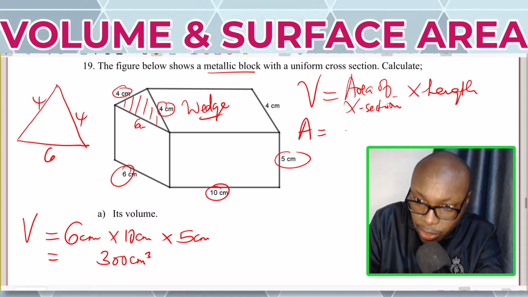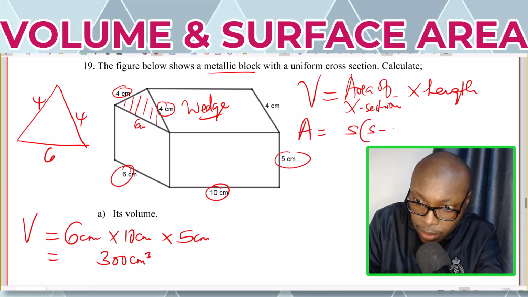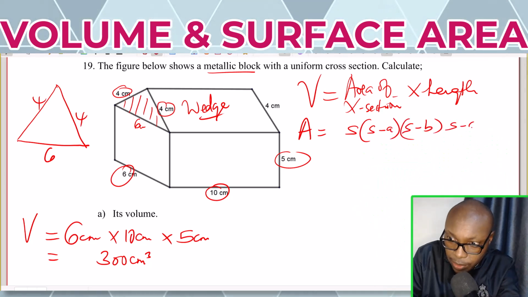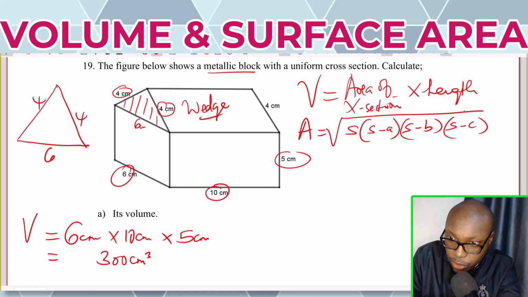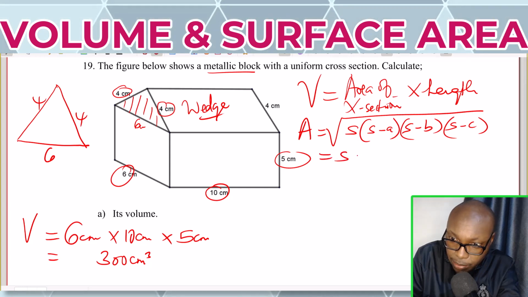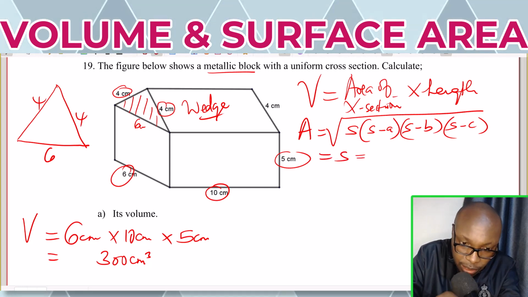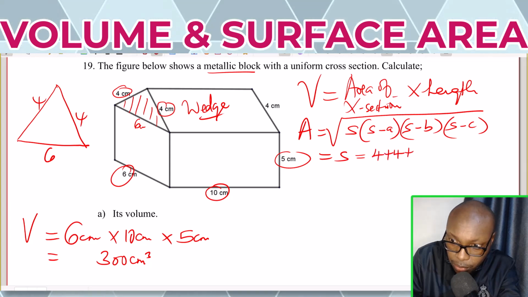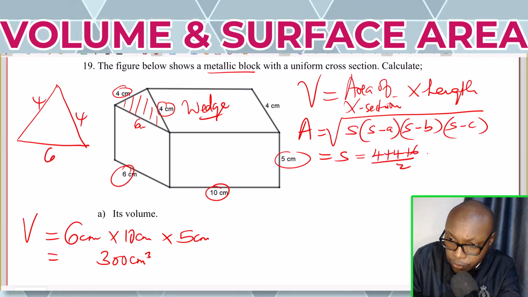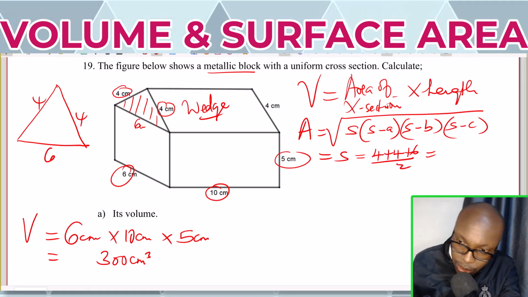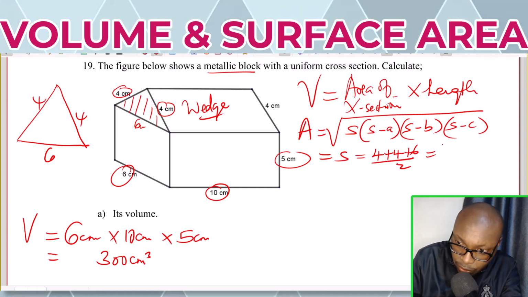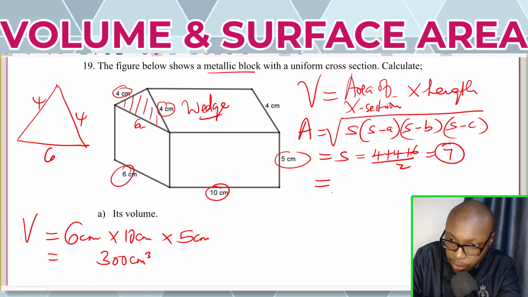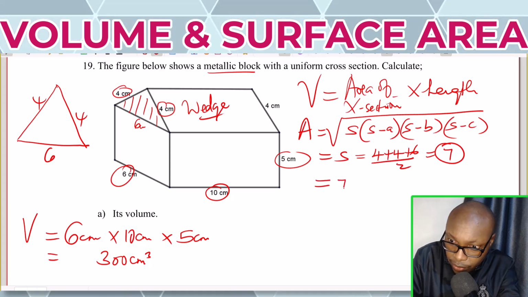Heron's formula is given by the square root of S times (S minus A) times (S minus B) times (S minus C), where we get S by adding the 3 measurements and then dividing by 2. 4 plus 4 plus 6, and then we divide by 2, which will give 14 divided by 2. So S is 7. So therefore, the area will be given by S, which is 7.